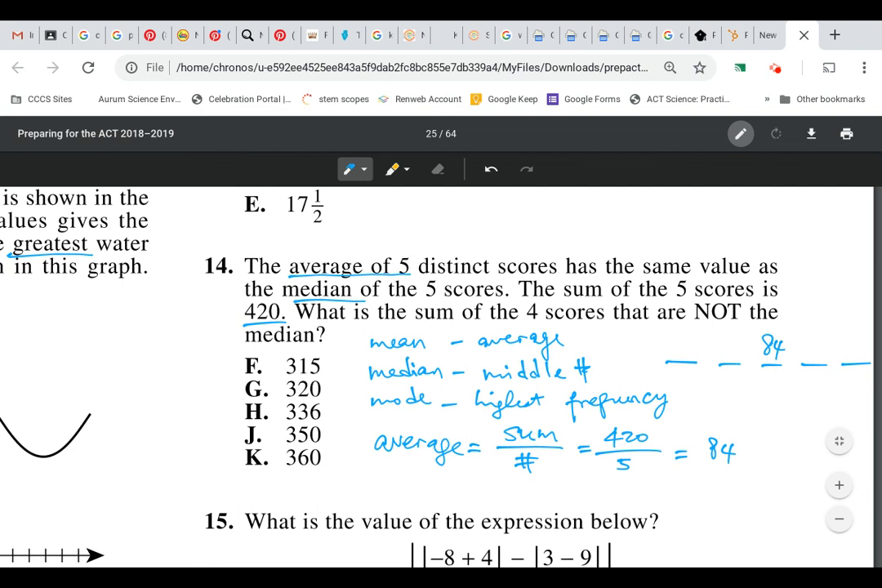And then it asks you what is the sum of the 4 scores that are not the median. All 5 together is 420. To find the 4 scores without the median, you just use 420 minus 84, which is 336. Okay.